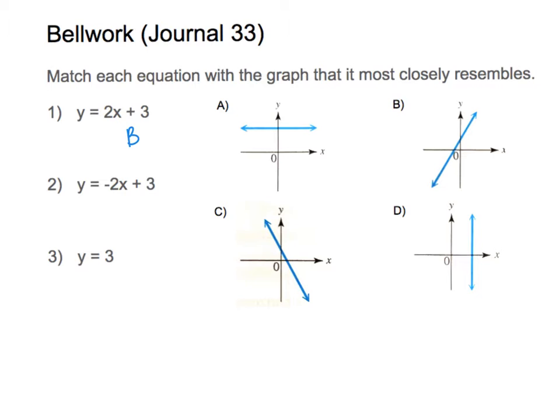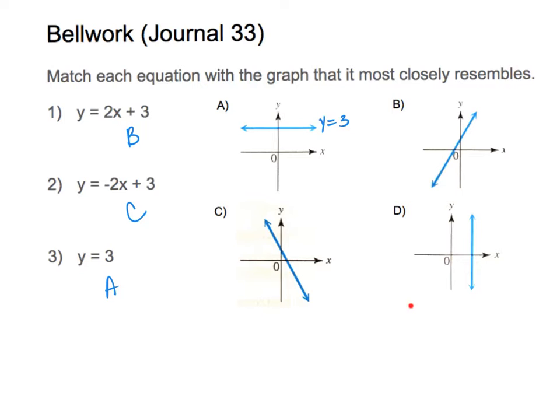looks like the line is increasing. Whereas for number 2, this says a negative 2x instead. So it still has the same intercept at 3, and then this time it's decreasing. So I think C resembles that the closest. And then for number 3, y equals 3. Well, when y equals a number, that means it needs to hit y equals 3 on the chart, which would have to be this one here, and it needs to be a horizontal line. So this would be a y equals 3 type of equation, so this has to be A.